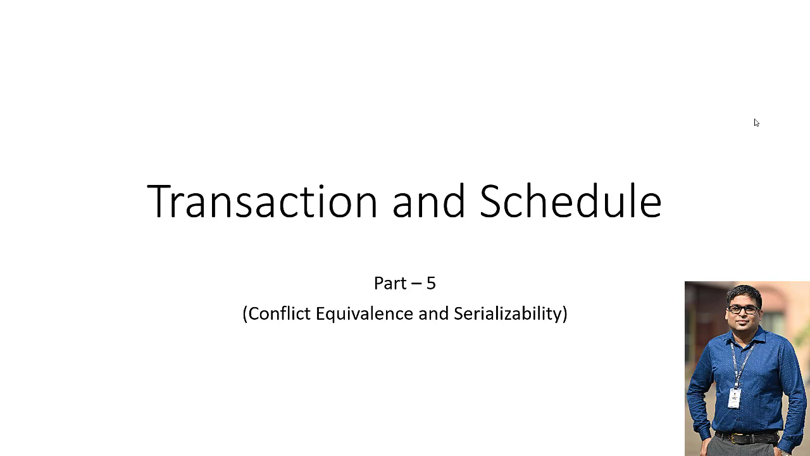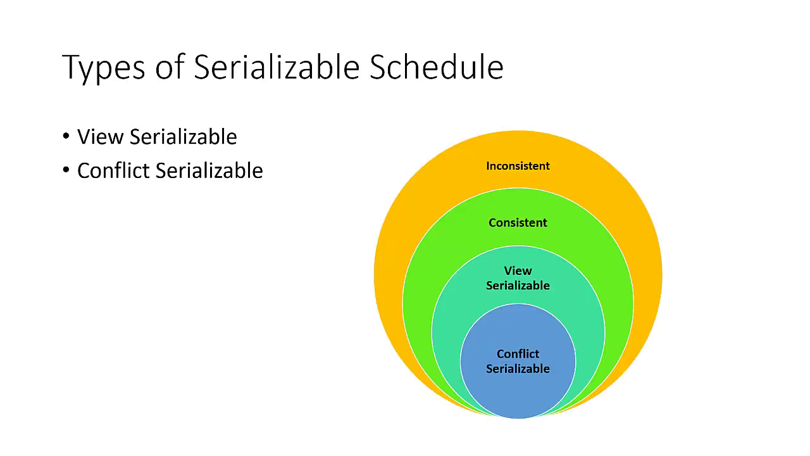There are two types of serializability, view serializability and conflict serializability. We have learned that each and every conflict serializable schedule is actually a view serializable schedule. Proving a schedule is view serializable is basically an NP-complete problem, and as the number of schedules increases, it is very difficult, almost impossible, to prove that a schedule is view serializable. So the better approach will be if we can prove that a schedule is conflict serializable.